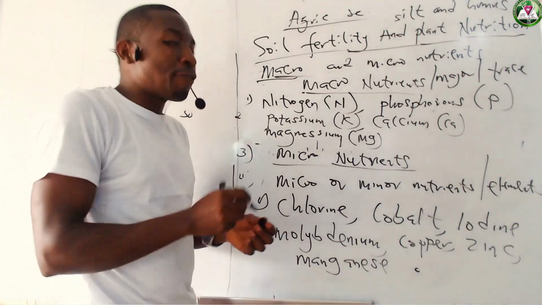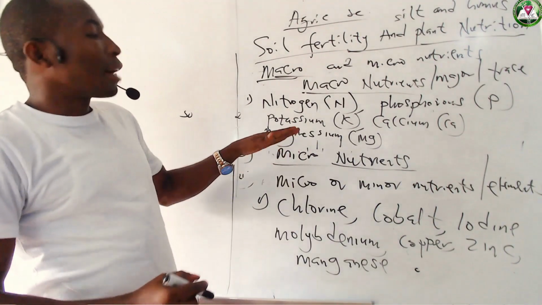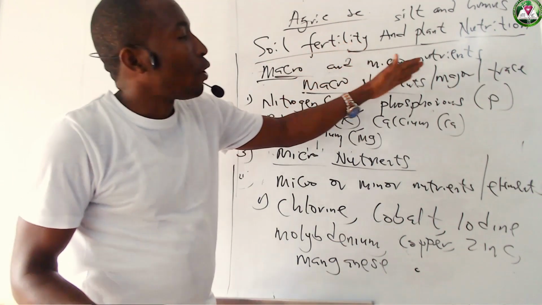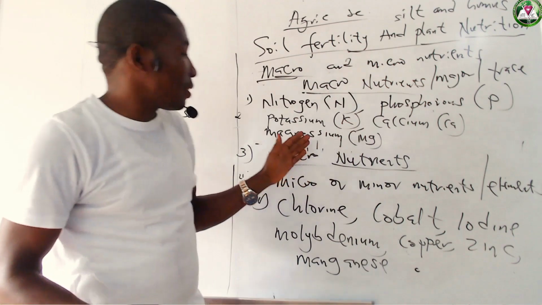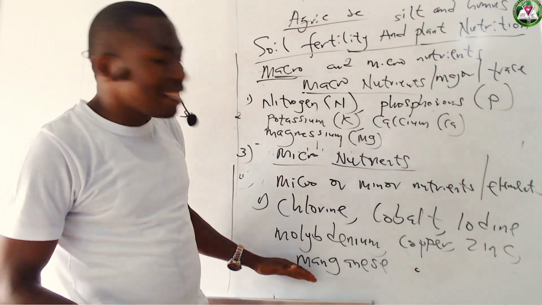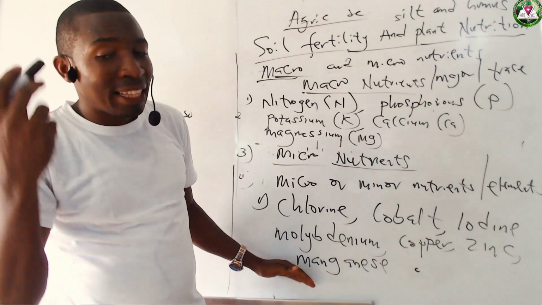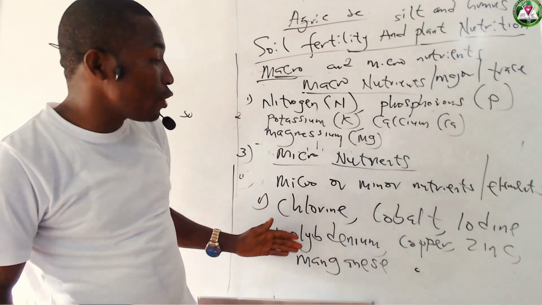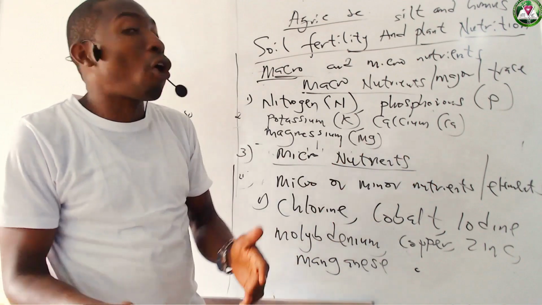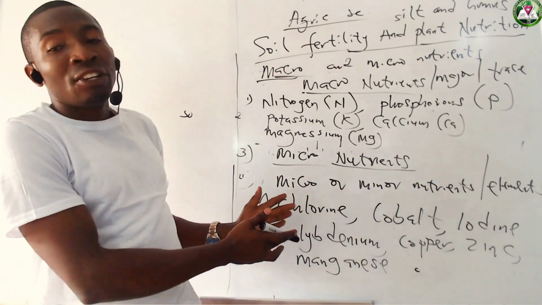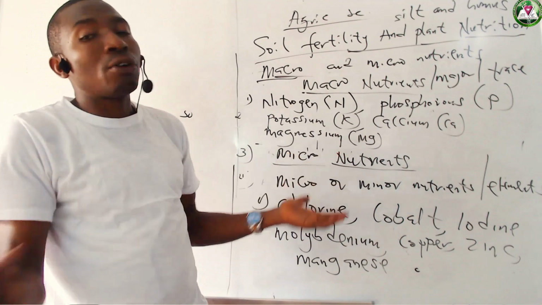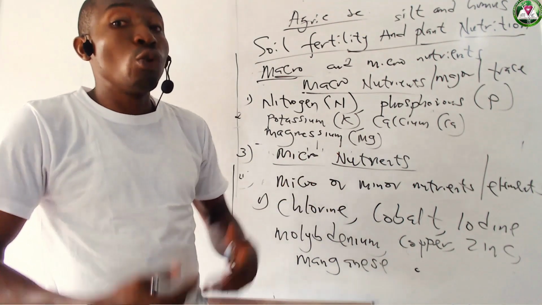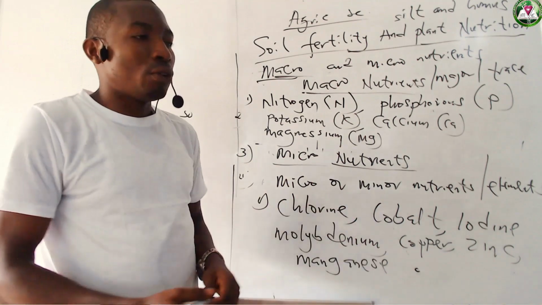Remember, manganese is different from magnesium. Magnesium is a major element or a trace element. But your manganese is a minor element or a micro element. Your chlorine, your cobalt, your iodine, your molybdenum, your copper, your zinc, your manganese, they are all micronutrients. Their deficiencies to the crops are not all noticeable. Unless you are a good farmer, a good agriculturist, that's when you will observe that these crops are lacking these micronutrients.